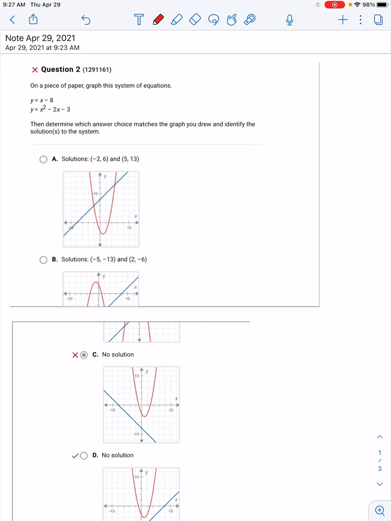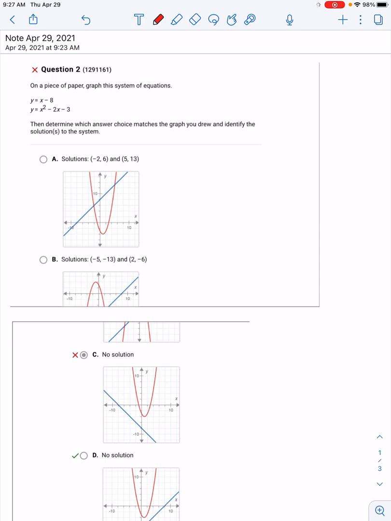All right, so for this first question, it says on a piece of paper, graph this system of equations. It gives you two equations, so y equals x minus 8 and y equals x squared minus 2x minus 3. Then determine which answer choices match the graph you drew and identify the solutions to the system.